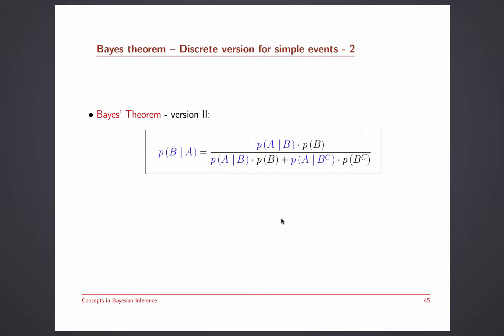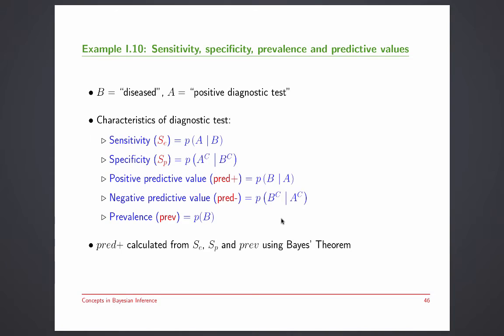Similar expressions can be derived, of course, by reversing the roles of A and B in the two formulations of Bayes' theorem. So let's look at an example and show how Bayes' theorem can be used. This example deals with the positive and negative predictive value and how it can be derived from the sensitivity and the specificity of an experiment.